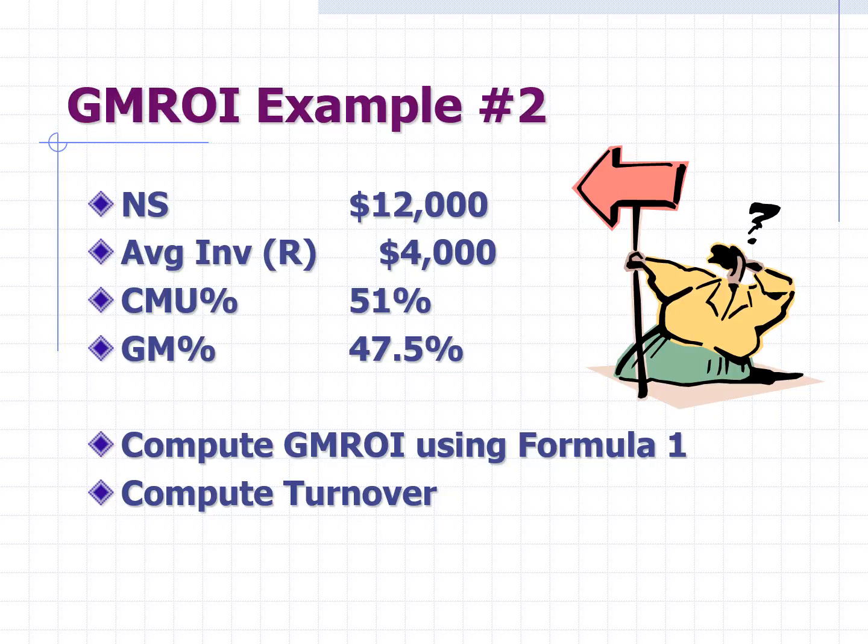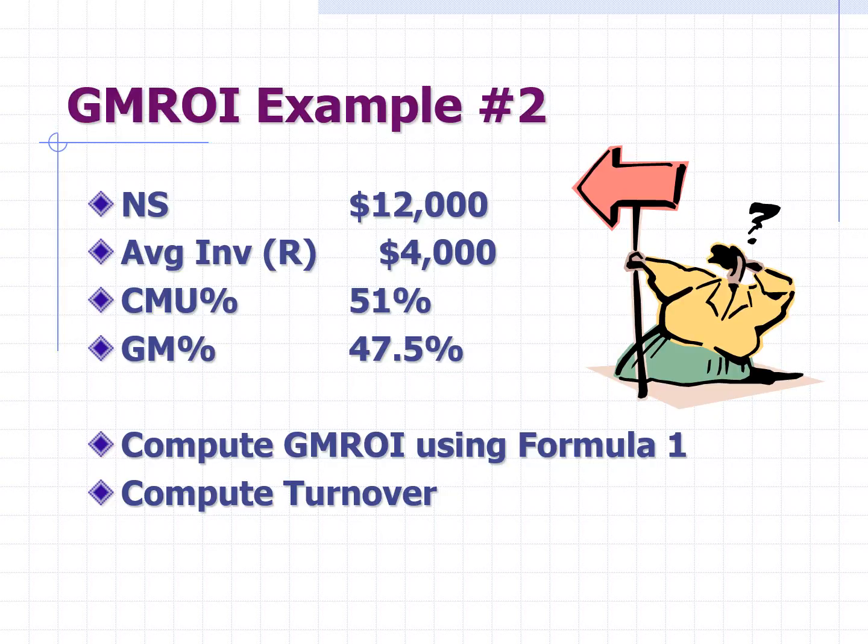Alright, let's work on another example problem. In this case, the setup gave us net sales of $12,000 and average inventory at retail, not at cost, $4,000. And then we know the cumulative markup percent of 51% and gross margin percent of 47.5. If this is the case, then let's try to compute GMROI and turnover from these numbers.